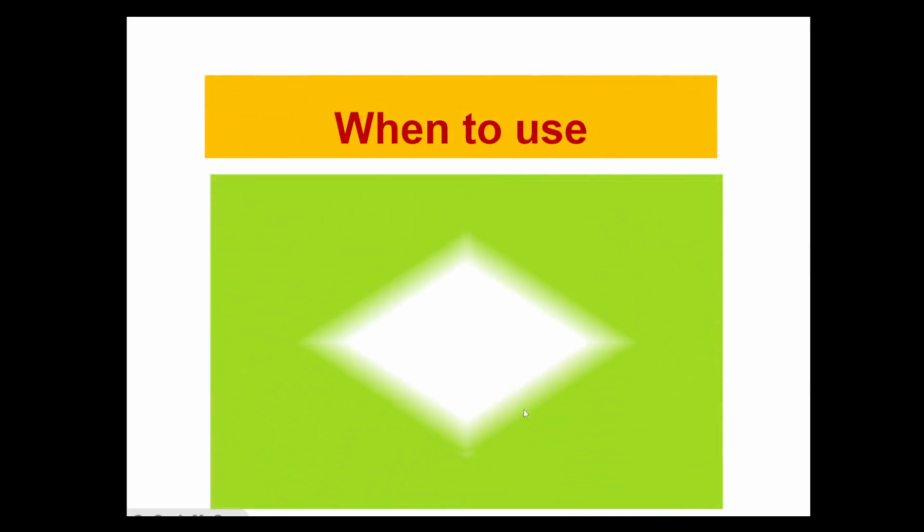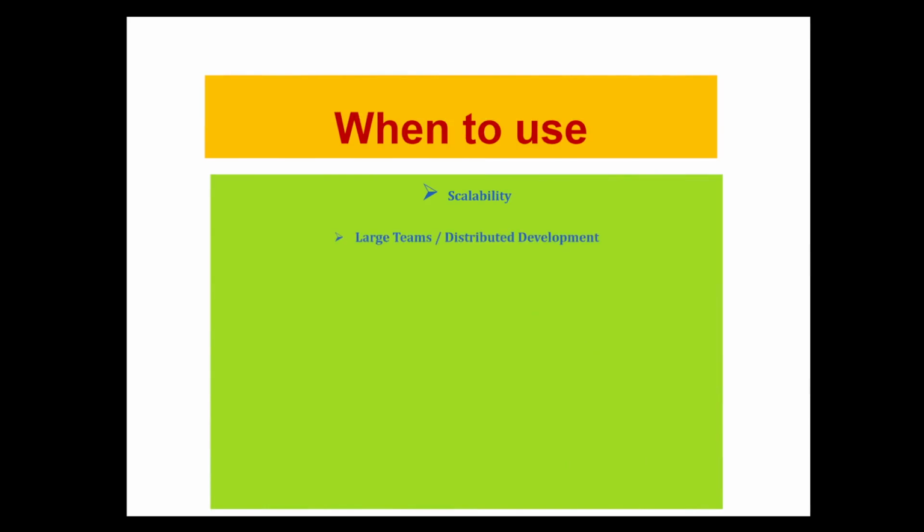Now let us see when to use microservices. When we require scalability, when we have large teams and distributed development, when we need independent deployments, and resilience and fault isolation. And when we want to go for continuous integration and continuous delivery, because if we are aiming for faster or more frequent releases, microservices can make it easier to implement CI/CD.